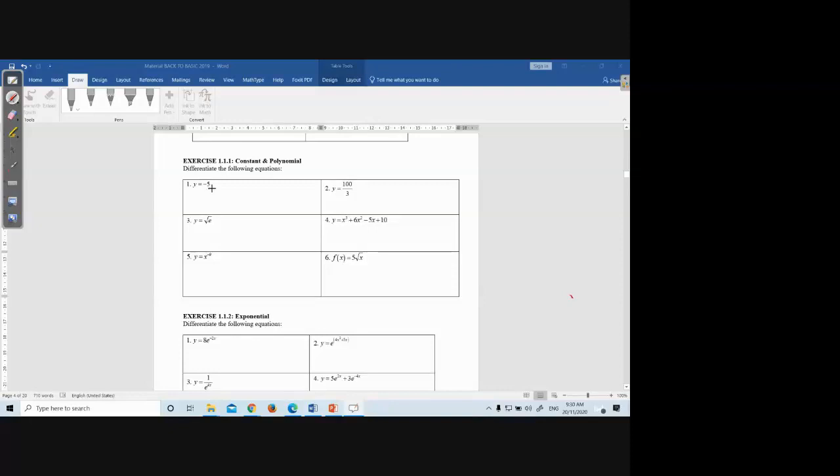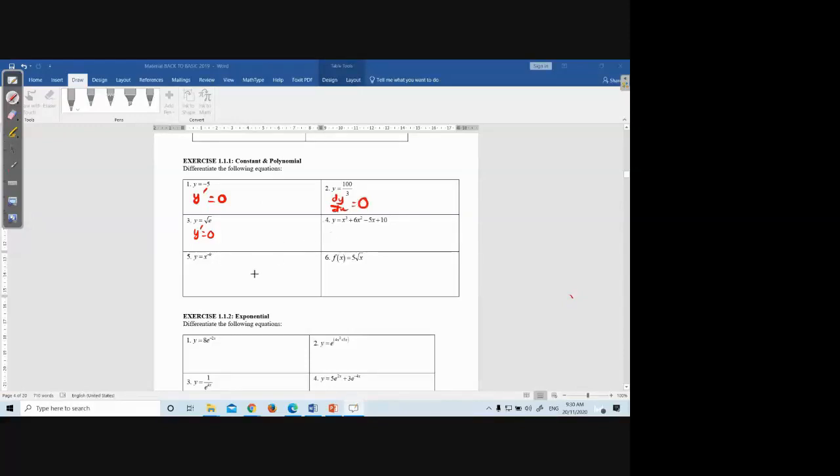Can you guess? y equals negative 5. So what is y prime? 0. Okay, good. What about the second one? y equals square root e. 0. Okay, good. So for 1, 2, and 3, y prime is 0, or you can write dy/dx is 0.